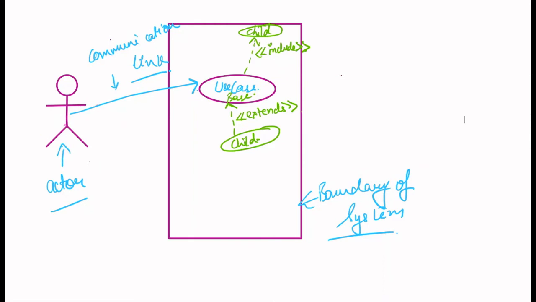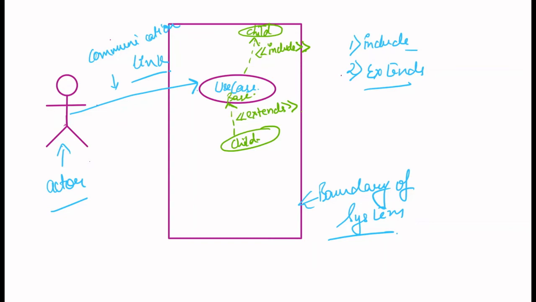Another two important relationships we talk about in the use case diagram are, the very first is include and the second is extend. When we talk about include, it means that one use case is using another use case, and alone they are not capable of performing a particular task.